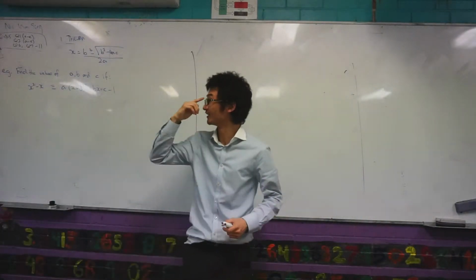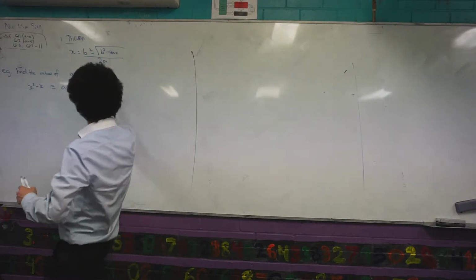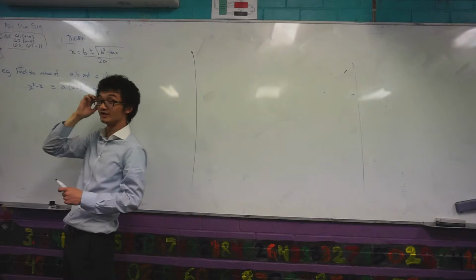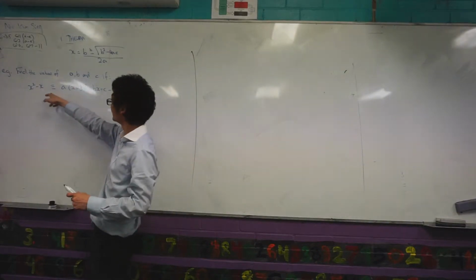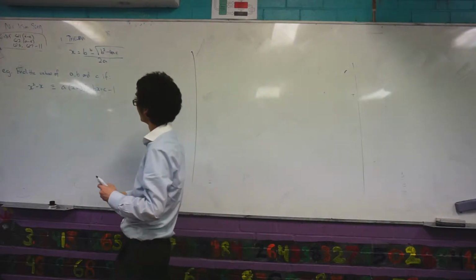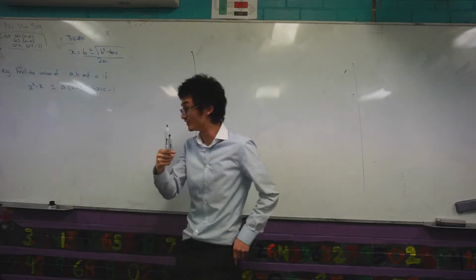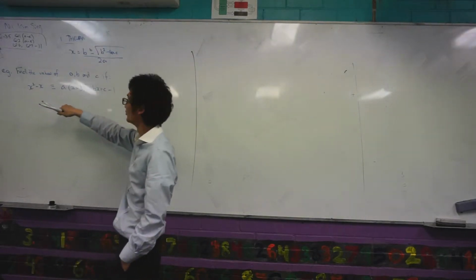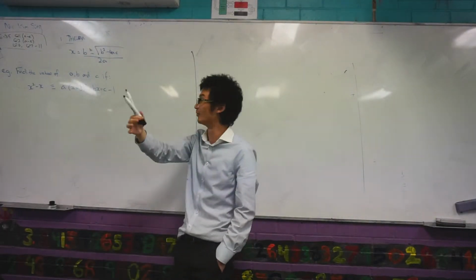Let's just do one more really quickly. Find the values of a, b, and c if this expression, x squared minus x, is mathematically equivalent to a(x + 3)^2 + bx + c - 1. One thing you'll notice compared to the previous one is that this side is a lot less complicated compared to the one that we had before.